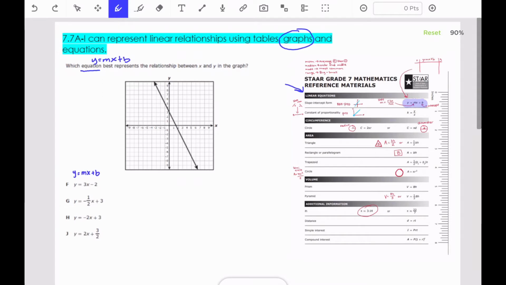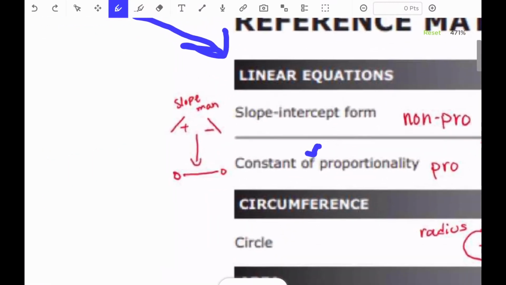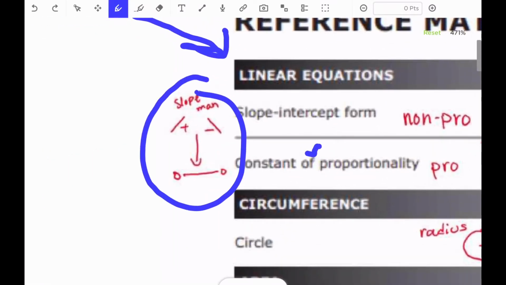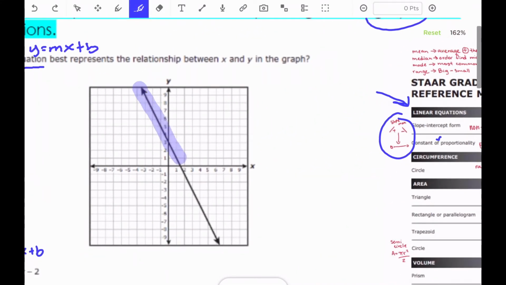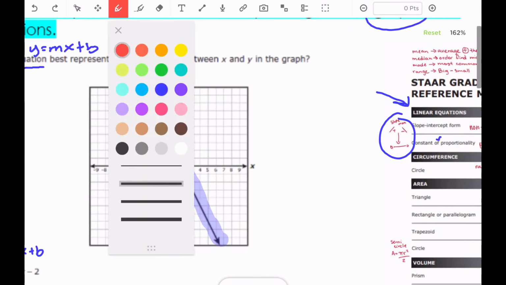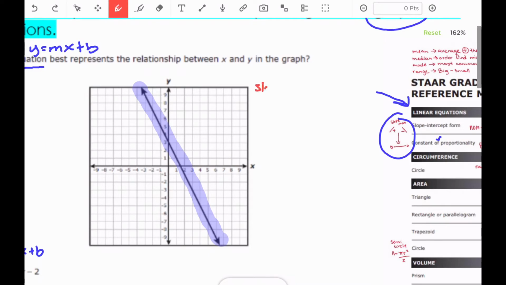Now, according to some of the cheat codes that we have on our reference chart, we see Mr. Slopeman right here, okay? So looking at Mr. Slopeman and looking at the equation that is graphed, I can tell right away that my slope is going to be negative. So my m is going to be a negative number. I'm going to just go ahead and put a negative sign right there, okay?